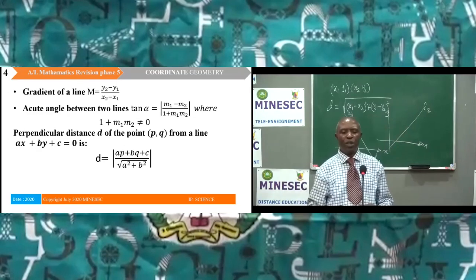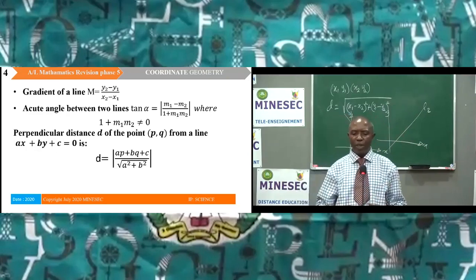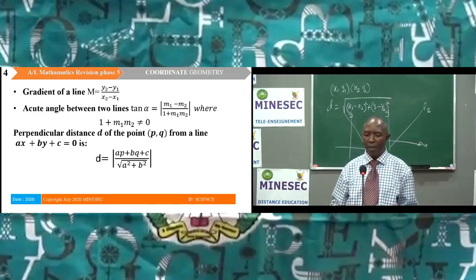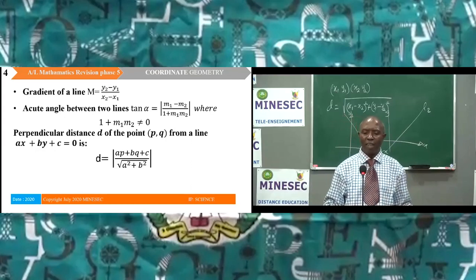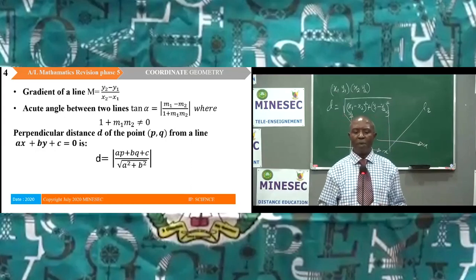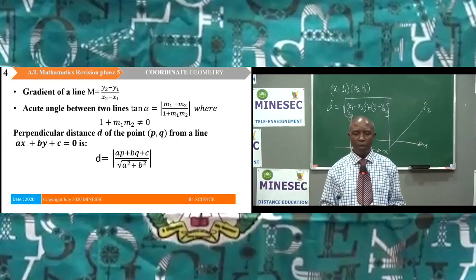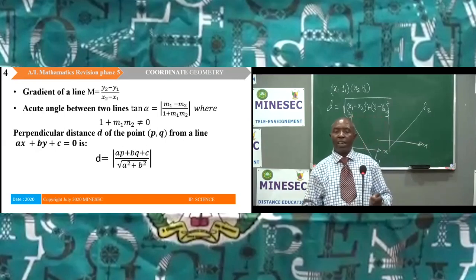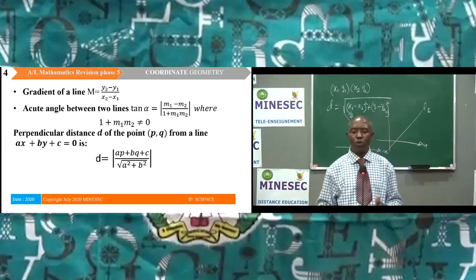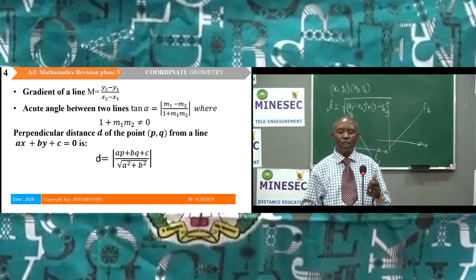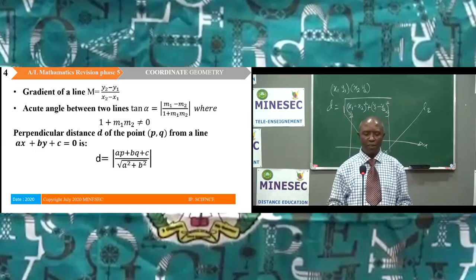Acute angle between two lines. The acute angle between two lines, tan alpha, or it can be tan beta, or tan theta, is equal to the absolute value of the gradient of the first line minus the gradient of the second line, divided by 1 plus the product of the two gradients of the lines. Take note here that the denominator, which is 1 plus the product of the gradients, should not be equal to 0, because once it is 0, you will not be able to find the angle between the lines. That situation will be undefined.